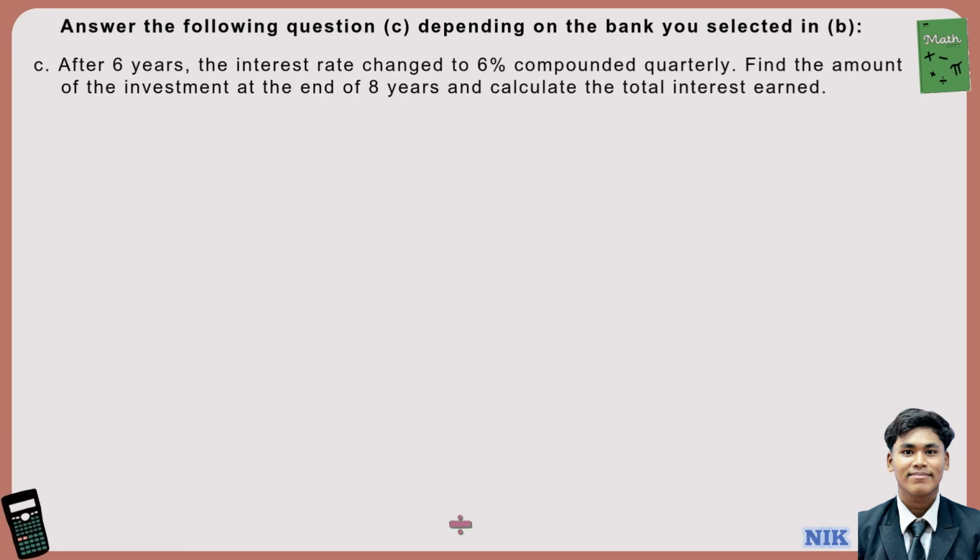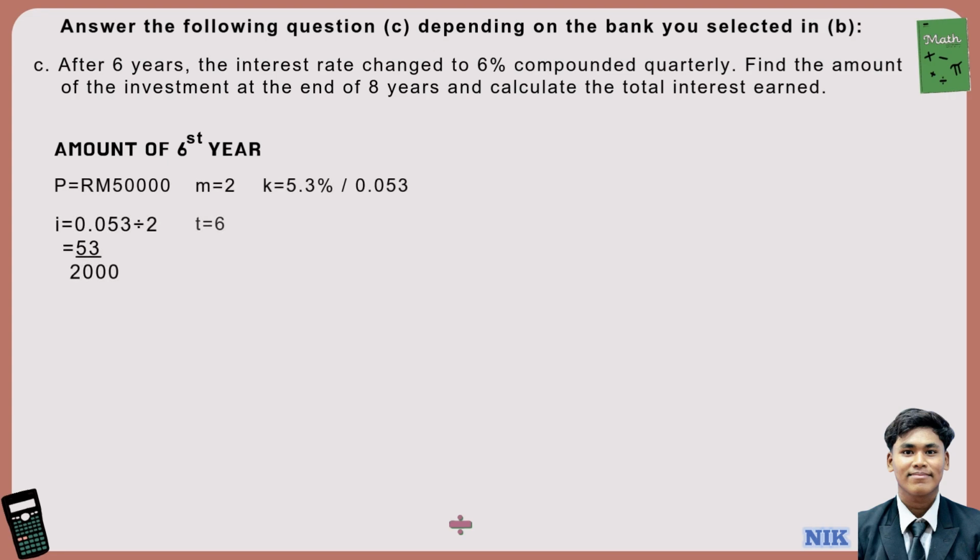Question C. After 6 years, the interest rate changed to 6% compounded quarterly. Find the amount of the investment at the end of 8 years and calculate the total interest earned. First of all, to answer this question, we need to solve the amount on first 6 years. We extract the information given.